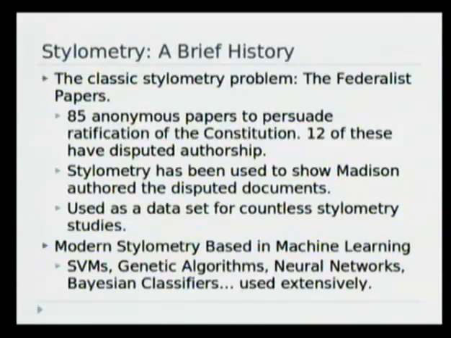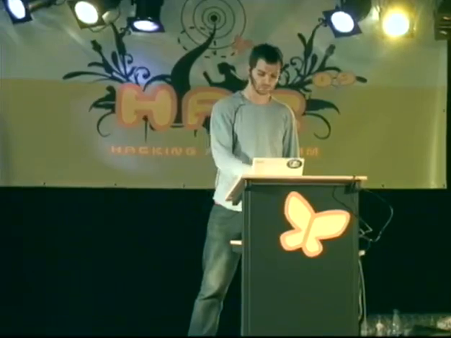Modern stylometry was mostly done originally using various statistical techniques, but modern stylometry has its roots in machine learning, using classifiers such as support vector machines, genetic algorithms, neural networks, and various other artificial intelligence techniques. I'll go over a little bit later in the lecture what machine learning is for anyone who's unfamiliar. But these techniques are used extensively, and it's been a very strong point of success for AI because these techniques have been very successful in general.